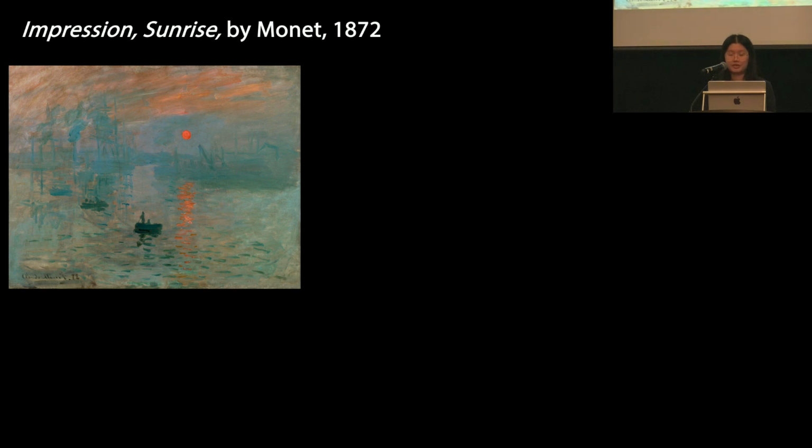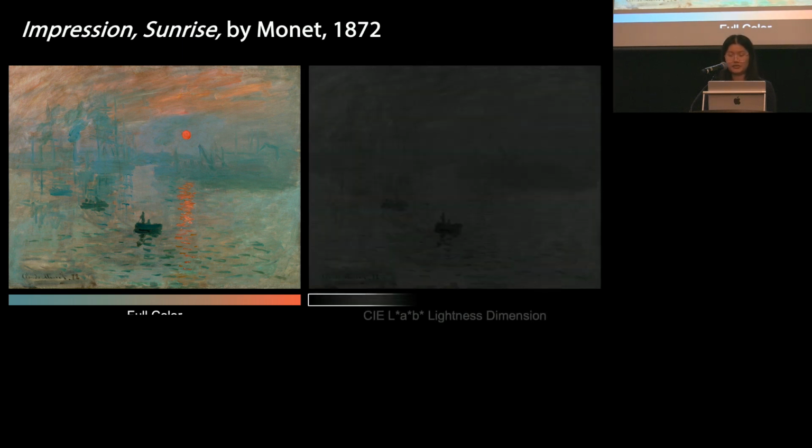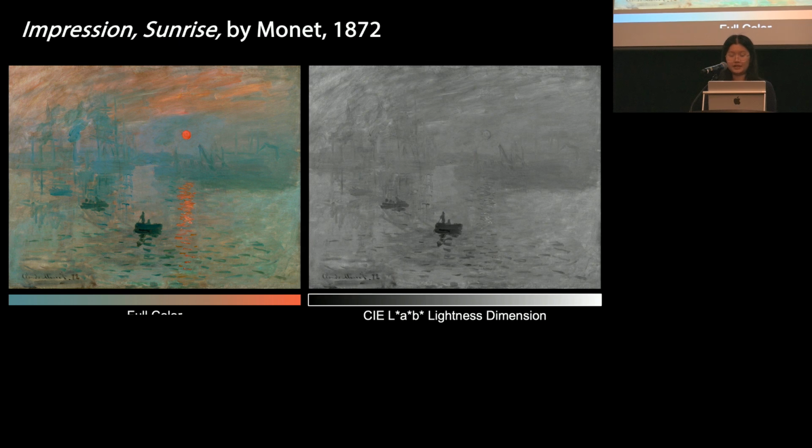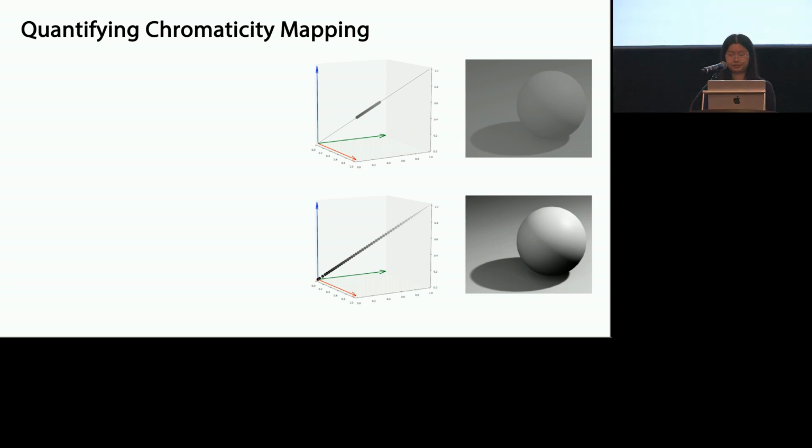One of the most extreme and famous examples of this technique comes from Monet's painting Impression, Sunrise in 1872. Here, the strong contrast between the sun and the rest of the scene is almost entirely conveyed through chromaticity. This becomes more apparent if we visualize the lightness channel of the painting in CIE LAB color, which better approximates human perception of color. Here, the lightness of the sun is almost identical to the sky around it, demonstrating a remarkable understanding of visual perception by Monet.